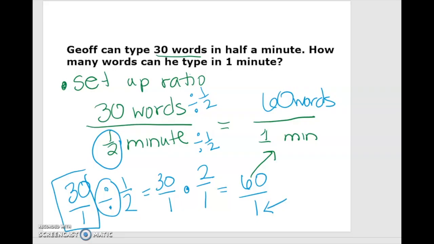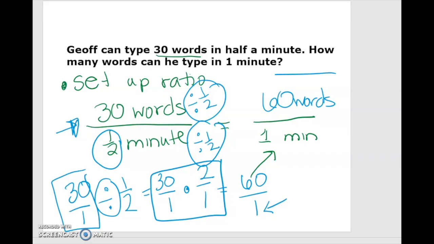Now, some of you were like, well, half a minute, 2 halves is a whole. So you just multiplied it by 2. Well, notice how when we did our fractions, that's what we were really doing. We were just multiplying by 2. So either way is fine, but you do need to make sure you set up the ratio, you show me what you're dividing by, and then you give me your unit rate, most important, with the units labeled.